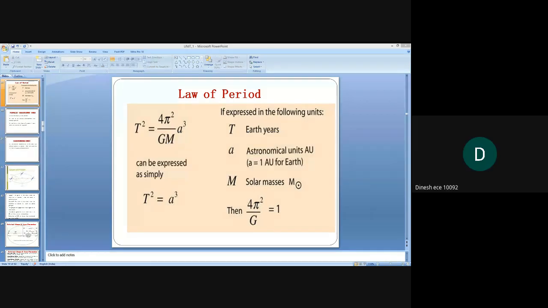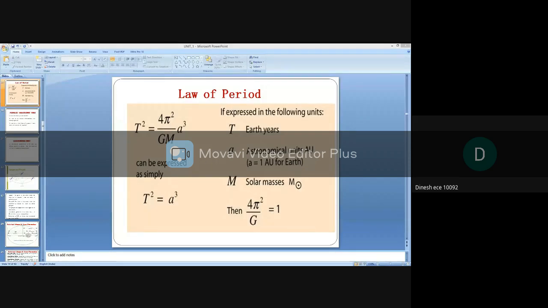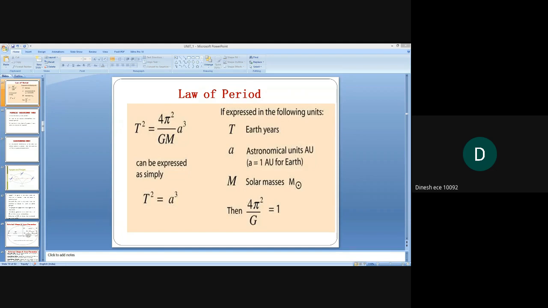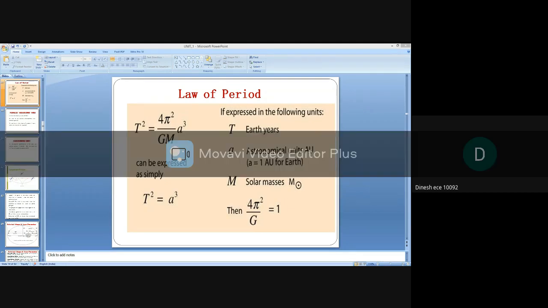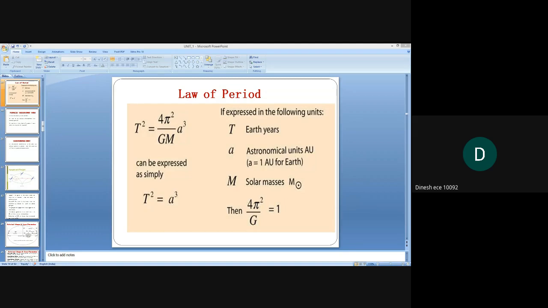Can you kindly type in the chat box? I couldn't get you properly. Mukesh, kindly type in the chat box. I couldn't get your query, so kindly type in the chat box. Hello, sir.